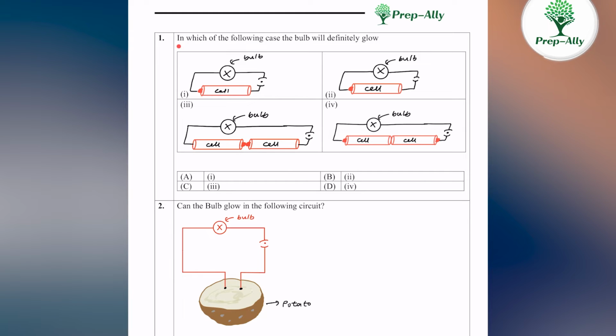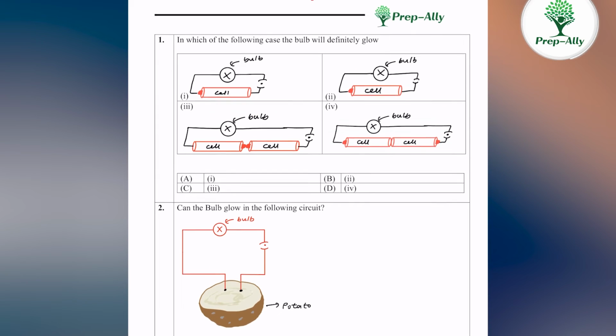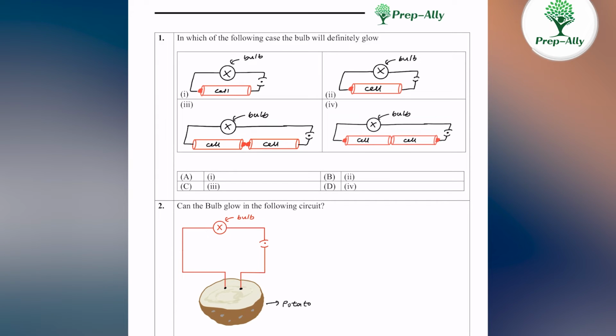The first question is asking, in which of the following cases will the bulb definitely glow? We have to find out which case it will glow definitely, so we'll discard the cases in which the bulb won't glow. In the first case, the cell is connected to a bulb which is on, so we can clearly say that it will glow. So the first case, it is glowing.